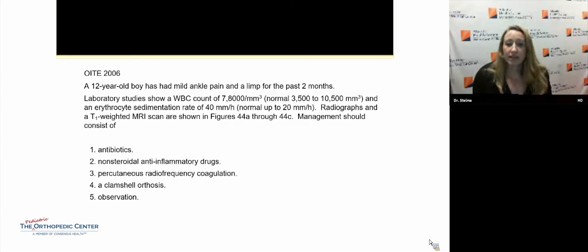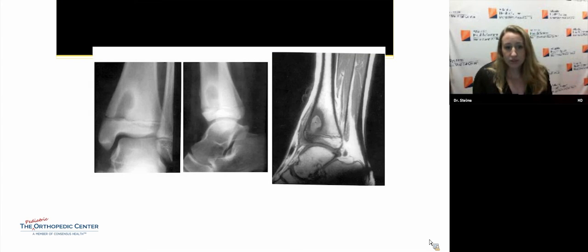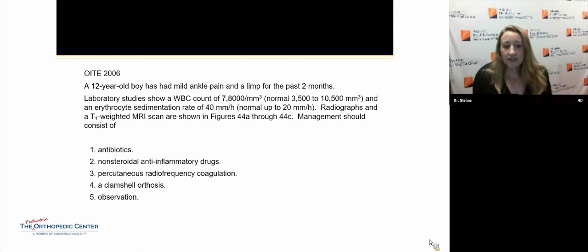A 12-year-old boy has a mild ankle pain and a limp for the past 2 months. Laboratory studies show a white blood cell count of 7,000 and an ESR of 40. Radiographs and a T1 weighted MRI scan are shown, and management should consist of, let me show you some pictures of the tibia. Antibiotics, non-steroidal anti-inflammatory drugs, percutaneous radiofrequency coagulation, a clamshell orthosis, or observation. Antibiotics. In this case, we would probably add surgery as well, but again, the first line treatment is antibiotics.